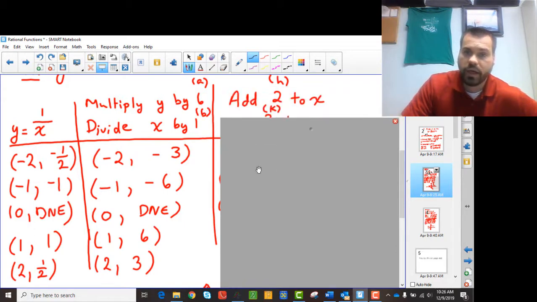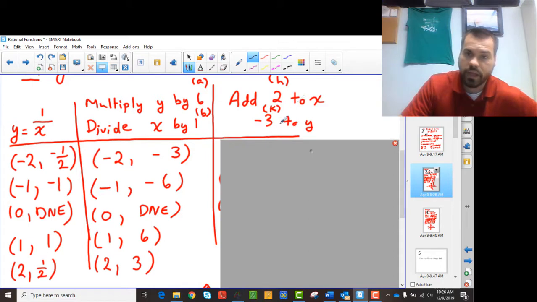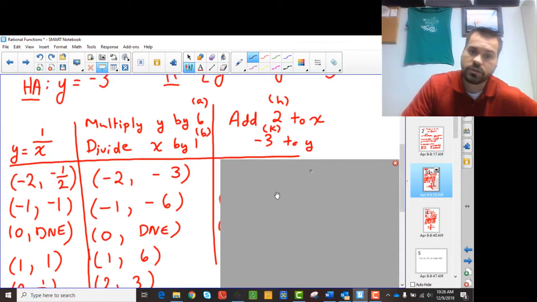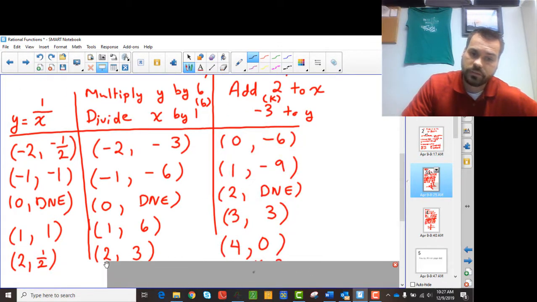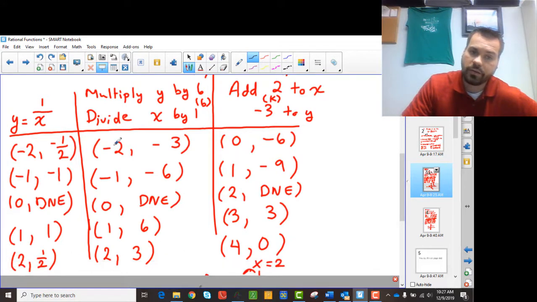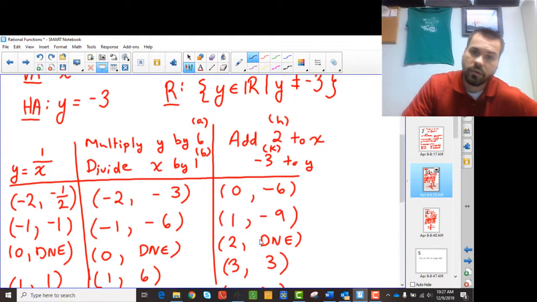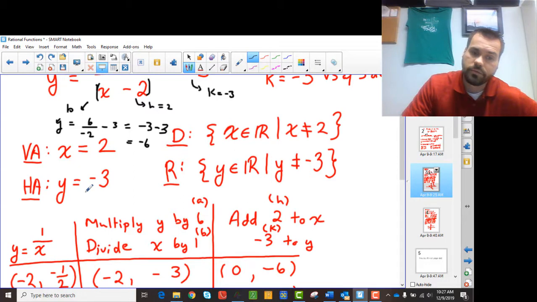Okay? And then we add h to x, and we add k to y. So h was 2, so we're going to add 2 to all of these numbers. And y is going to get -3 added to it, so we're going to subtract 3 from all of these. And when we do that, we get a series of points. We add 2 each time, so we get 0, 1, 2, 3, 4. And then we subtract 3, so we get -6, -9, does not exist, 3, and 0. And then all you do is plot these points, along with these two values.